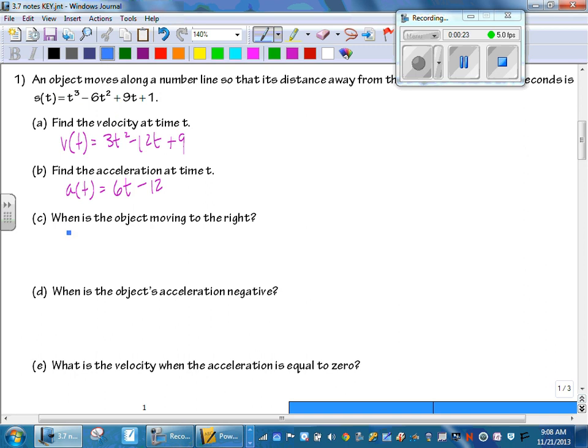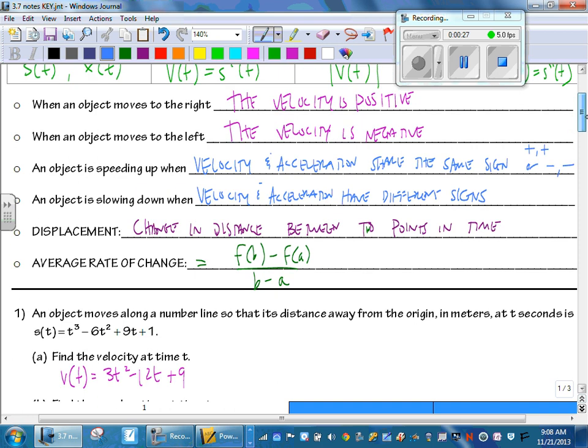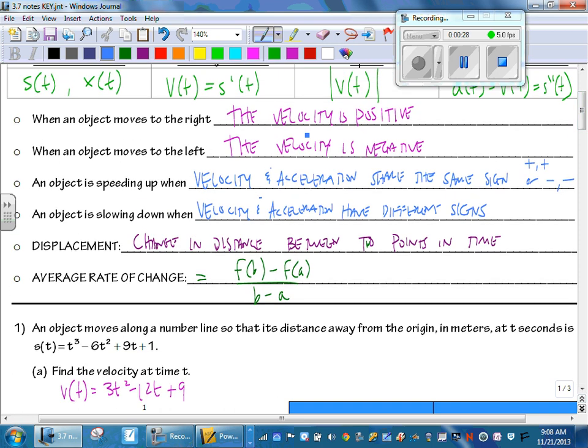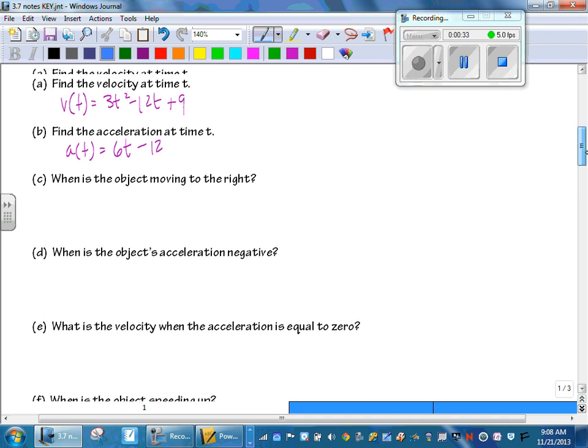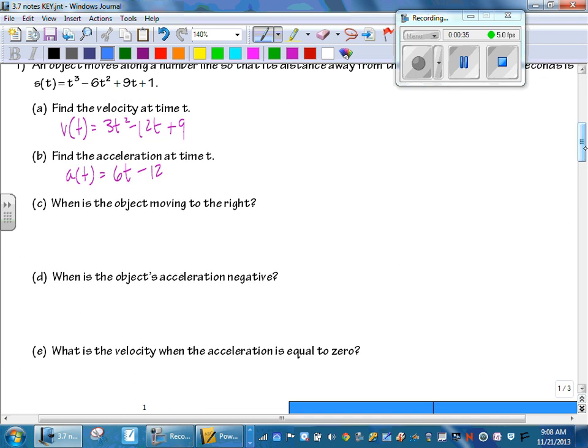In part C, it asks when is the object moving to the right. So we just talked about this. An object is moving to the right when the velocity is positive. So we have to figure out when is the velocity positive. To do that, first we're going to have to figure out when the velocity is 0. We're going to do a number line for velocity, so kind of going back to the beginning of this chapter.